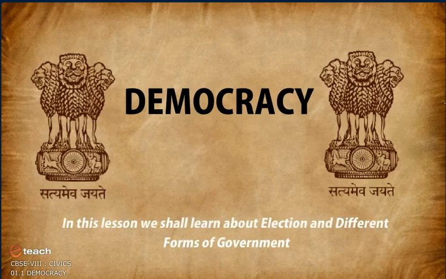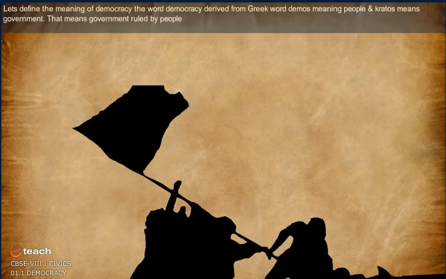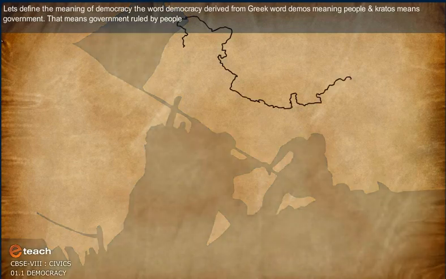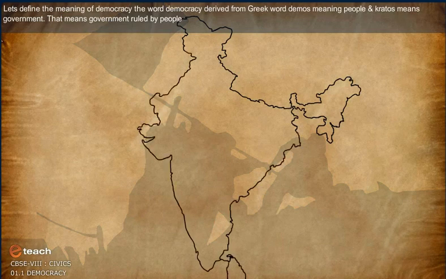In this lesson, we shall learn about democracy, elections and different forms of government. Let's define the meaning of democracy. The word democracy is derived from the Greek words demos, meaning people, and kratos, meaning government. That means government ruled by the people.